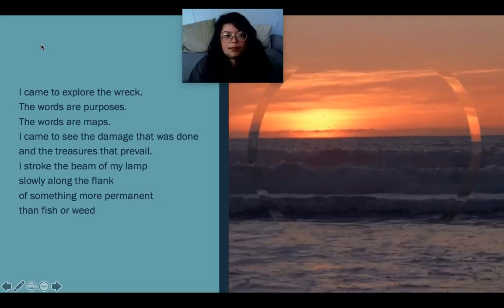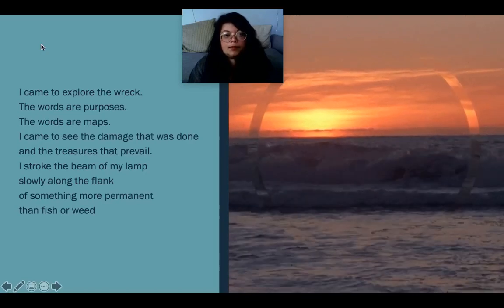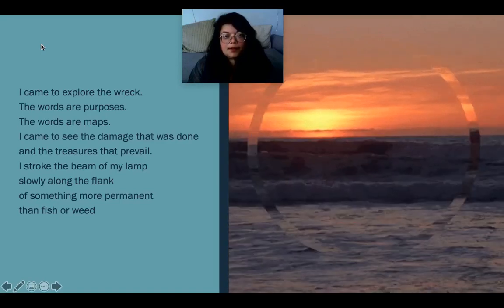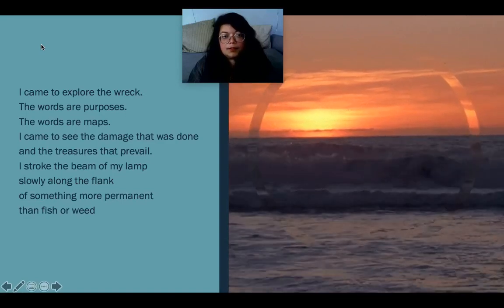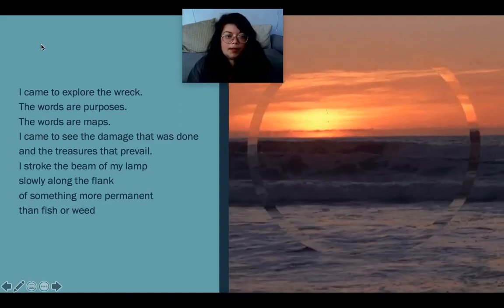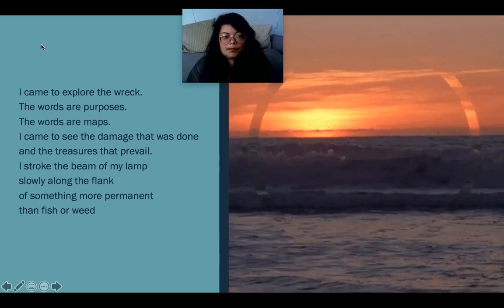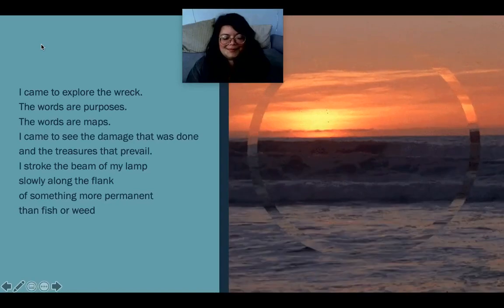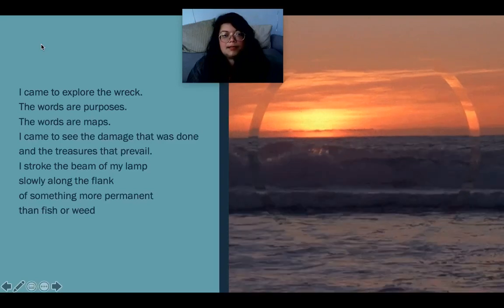I came to see the damage that was done. I came to look at what we sacrificed and see the treasures that prevail. I came to justify the act through the treasures that exist. I stroke the beam of my lamp slowly along the flank of something more permanent than fish or weed. It's the thing itself.